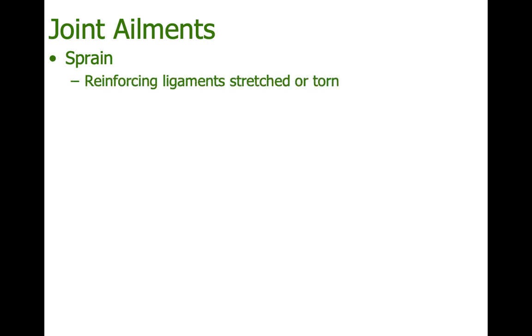Next, we'll talk about some joint ailments. First is a sprain. We talk about sprains all the time. What, in fact, is a sprain? Those reinforcing ligaments that we just talked about are stretched or torn. Here's the problem. Those reinforcing ligaments, their job is to keep the bones in line, to keep them in the correct position. If they're stretched or torn, there's nothing to hold the bones in place, so bones are kind of flopping and flipping around each other and grinding on each other, which can be quite problematic.